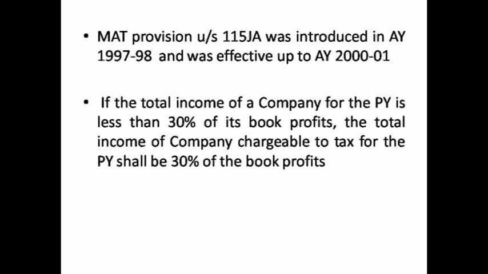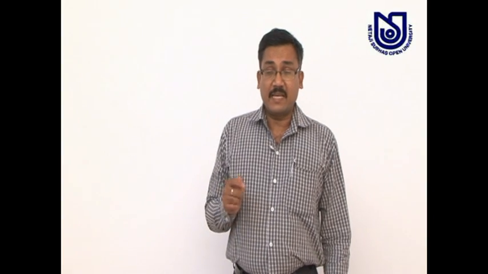But from the assessment year 2001, the Income Tax Act was again amended and section 115JB was introduced. As per section 115JB, the tax calculation has been changed. As per section 115JB, we have to calculate the normal tax as per the normal provisions and the tax as per the MAT provision under section 115JB. Now, we have to compare the tax liability as per the normal provision and the tax liability as per the MAT provision.